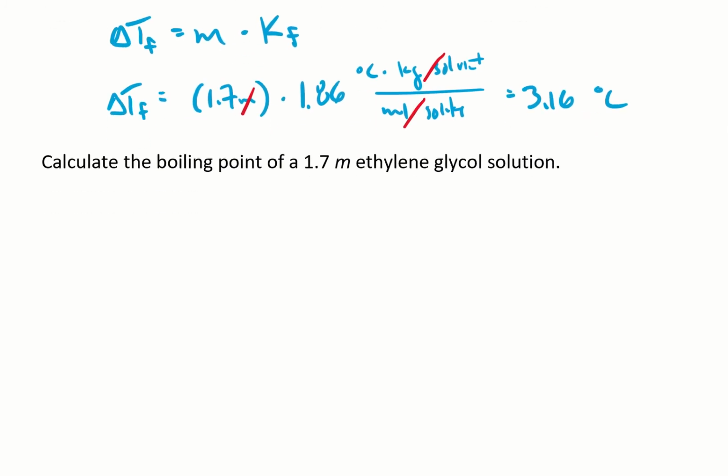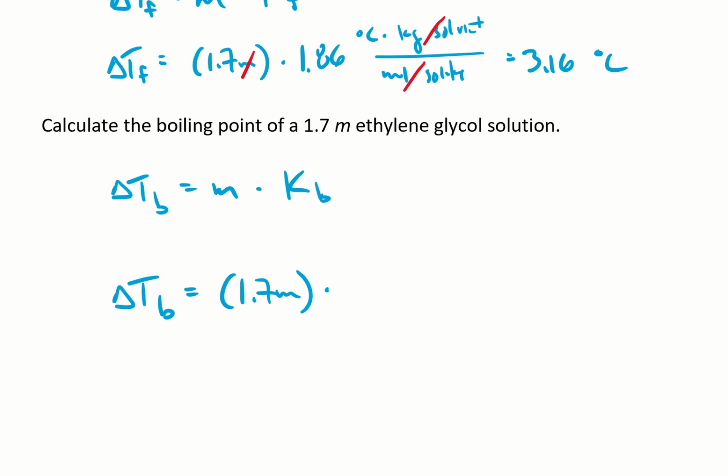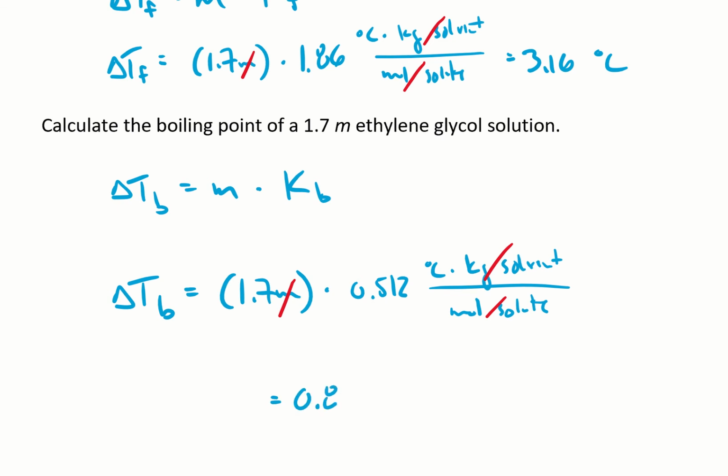For the final example problem, we want to calculate the boiling point of that same solution. Using the equation above, we have the change in temperature of the boiling point equals the molality times a different constant. And here the change in temperature of the boiling point is 1.7 molal times 0.512 degrees Celsius per kilogram of solvent over moles of solute. Just like before, molality cancels out kilograms of solvent and moles of solute, and we get units of just degrees Celsius. This works out to 0.87 degrees Celsius for a change in boiling point.